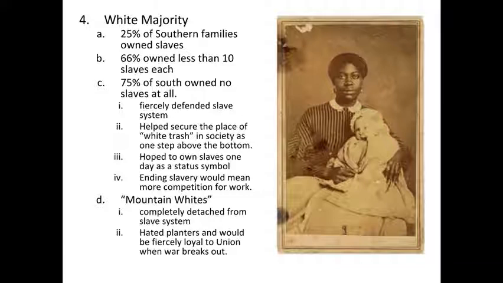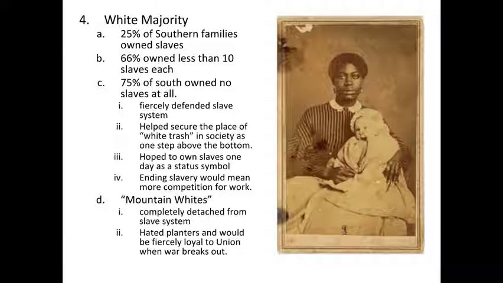So again, you kind of have to think about the mentality of the people during that time. So they hoped to own slaves one day and have that status symbol as, oh, I have this piece of property and this property is going to make me some money. But ending slavery, once again, would mean more competition for work, because African Americans, once they were free, would have to try to find something to make money and have to work again and farm and do what they needed to do to earn money. So that created a sense of competition primarily for jobs and work.